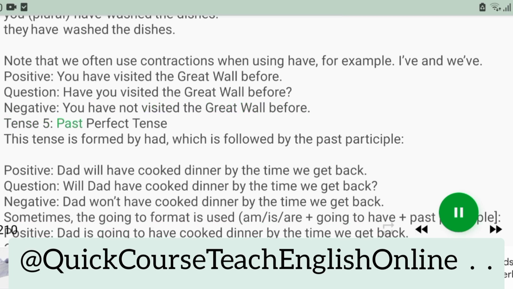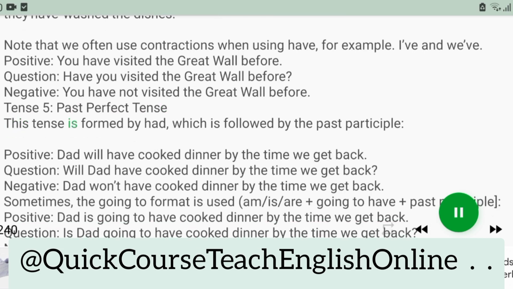Tense 5. Past perfect tense. This tense is formed by had, which is followed by the past participle.